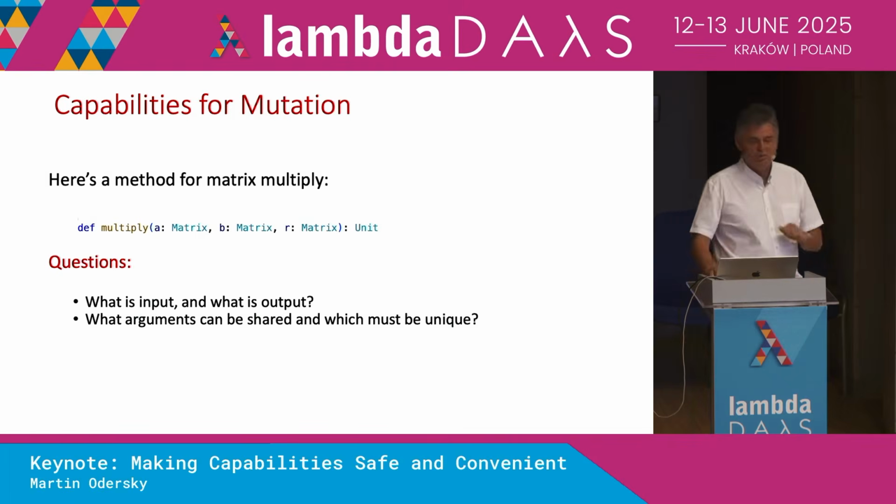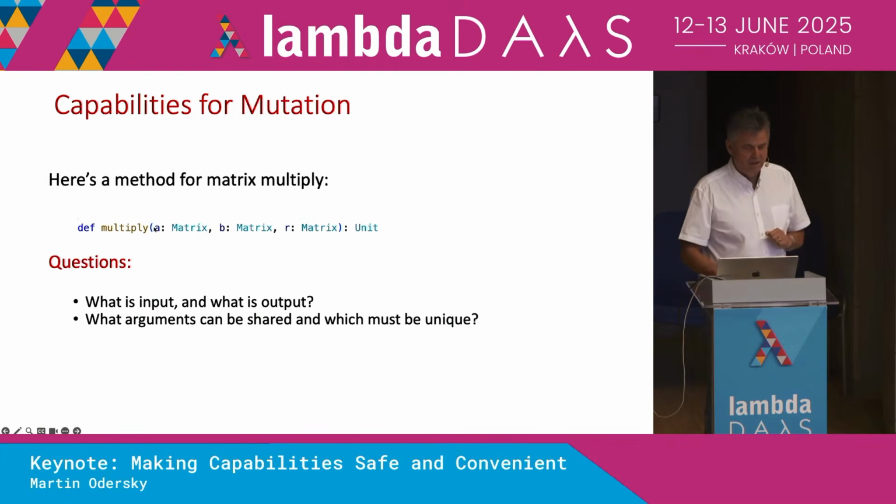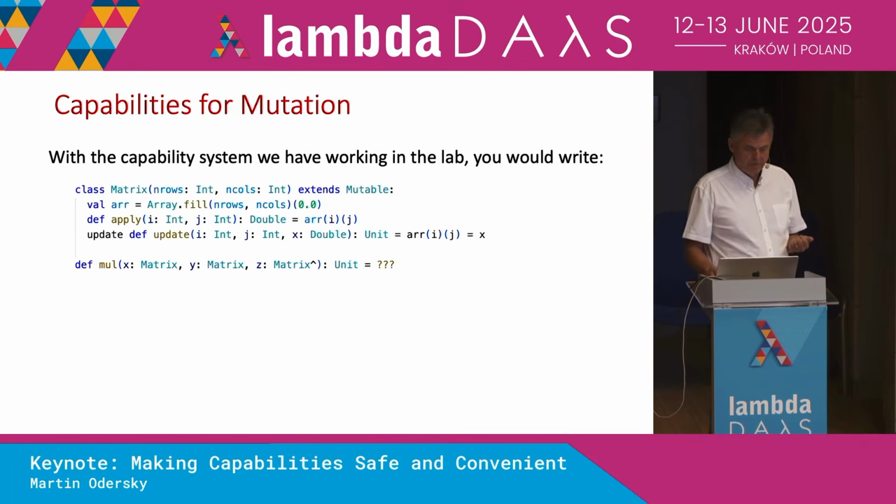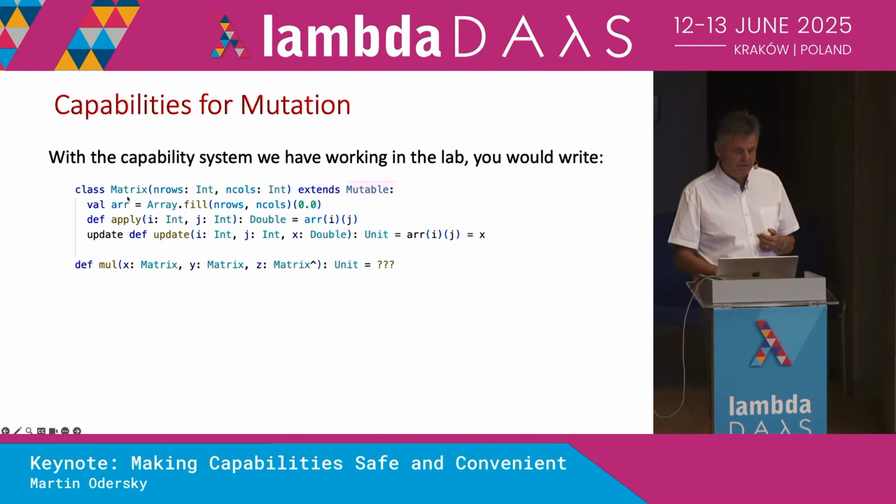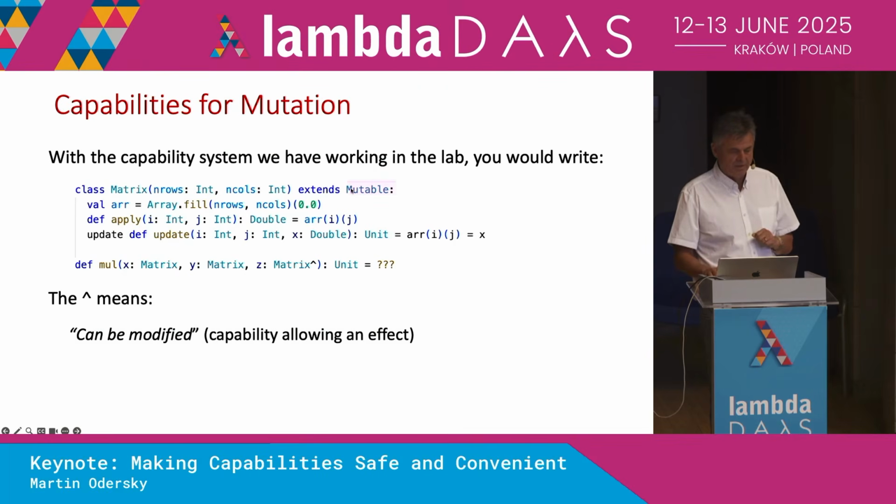Okay, so just to show you what it can do, so we have a method for matrix multiply, right? So it has to be performant, so no matrix returned. It works on existing matrices, A, B, and R. But the question is, well, what is the input and what is the output? And what arguments can be shared and which ones must be unique? Those questions you have when you interact with these libraries, obviously. So the way we want to do this is we want to write it essentially this way, that we say our matrix class is a mutable class. That's the first thing we have to declare.